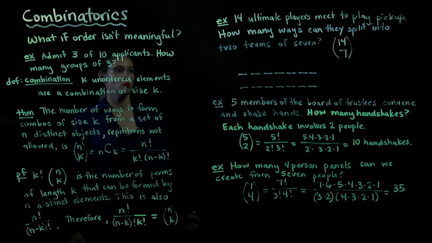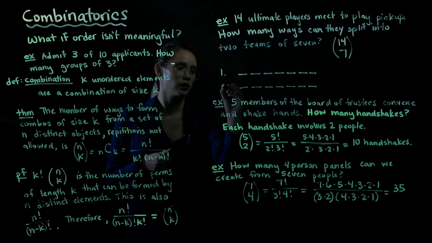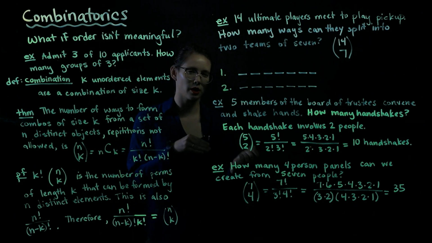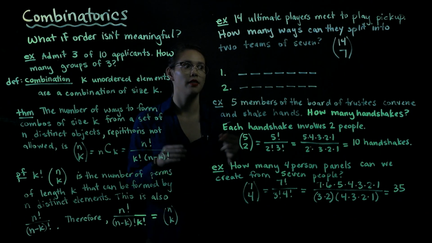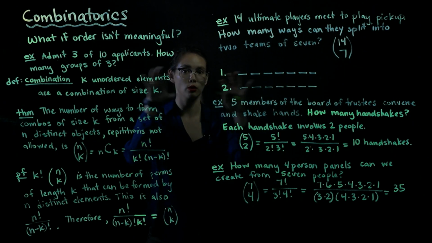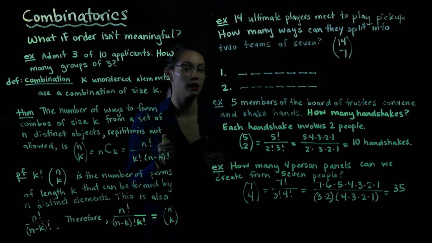So first example, we have ultimate Frisbee players, and they're meeting to play pickup. 14 of them show up. Now they need to split up into 2 teams of 7. How many ways can they split into 2 teams of 7? So I drew, this is like team 1, here's team 2. And since we thought about ordering before, we could first imagine order does matter and then take the ordering out of it. So order doesn't actually matter because we just care about who's on this team and who's on that team, but it can help to calculate things maybe first by thinking about order mattering.